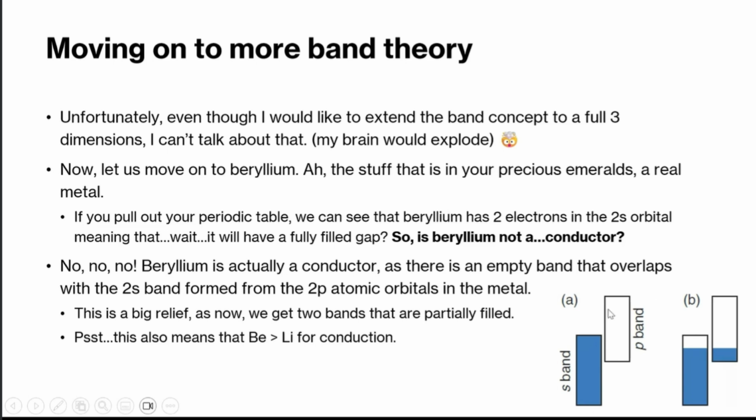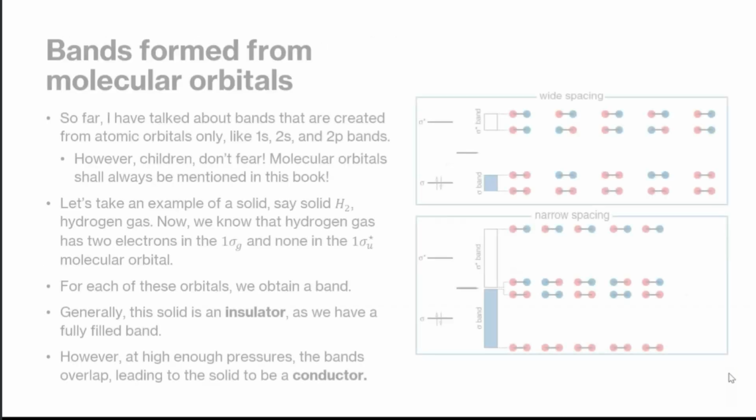So we can see this S band and P band. The reason the P band is empty is because there are no electrons in the 2p orbital concerning beryllium. But you can see that they overlap, and the electrons from the S band migrate over to that P band because everything wants to get to a lower energy. So it's true that beryllium is a conductor now that we have this in place.